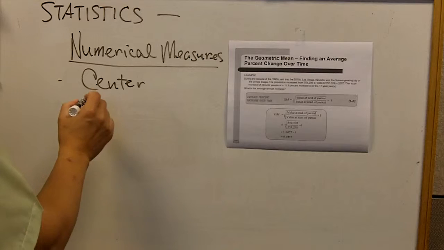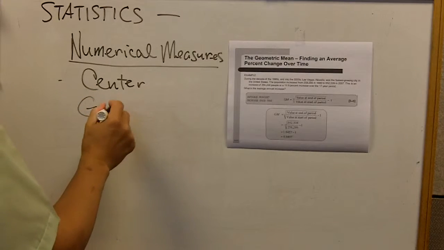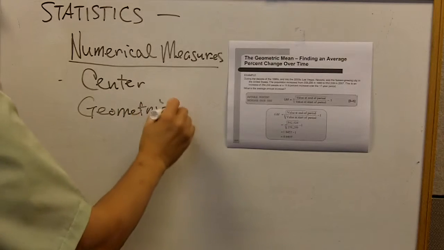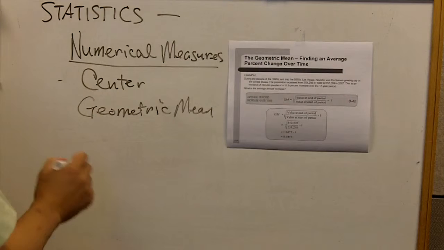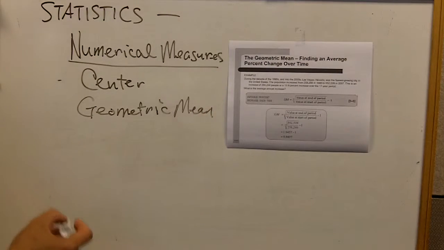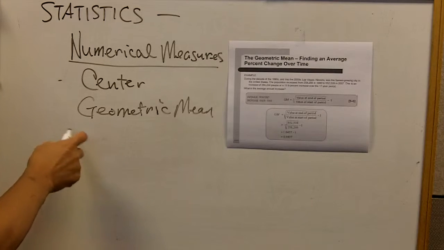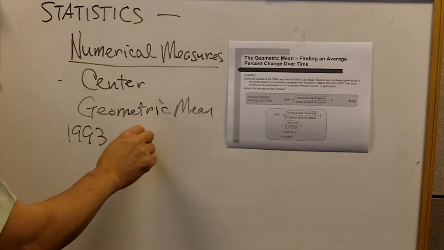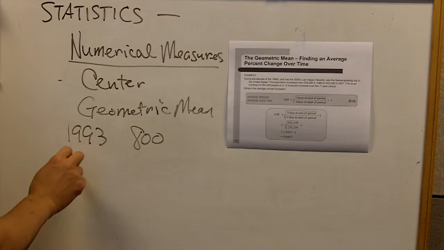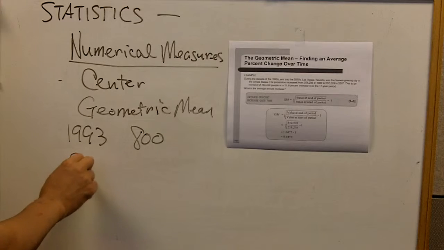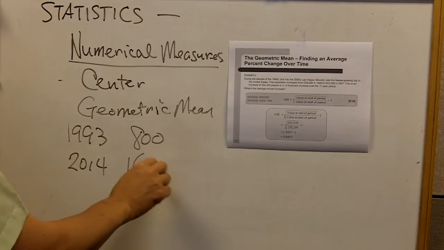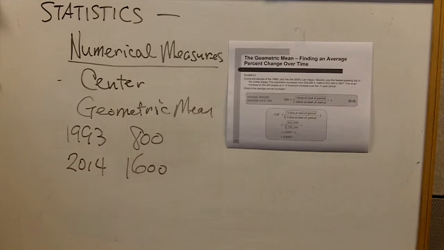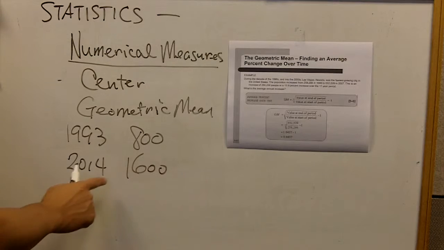There's one more measure, which is the geometric mean, GM. There are two calculations, but we'll focus on the calculation right here. It allows us to look at, say, the average growth rate over time when you only have a couple of data points. Let me use an example. I came here to Spring Arbor University in 1993, and the student population back then was about, say, 800 students on campus. Today, 21 years later, in 2014, we have roughly 1,600 students on campus. You can see our student population doubled over the period of 21 years.